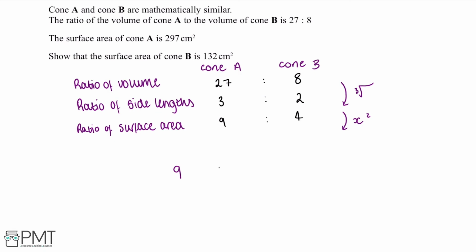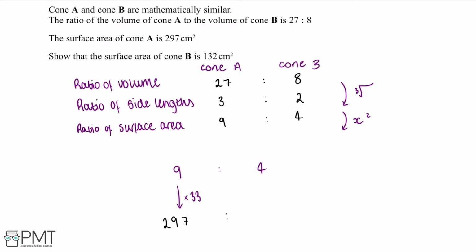Because the ratio is 9:4 and the surface area of cone A is 297, in order to work out the surface area of cone B, we'll need to work out how many times we need to multiply 9 to get 297, and then multiply this value by the 4. And because it is a show that question, we know we've done our workings correct if we get an answer of 132 centimetres. So in order to get from 9 to 297, we need to multiply by 33.